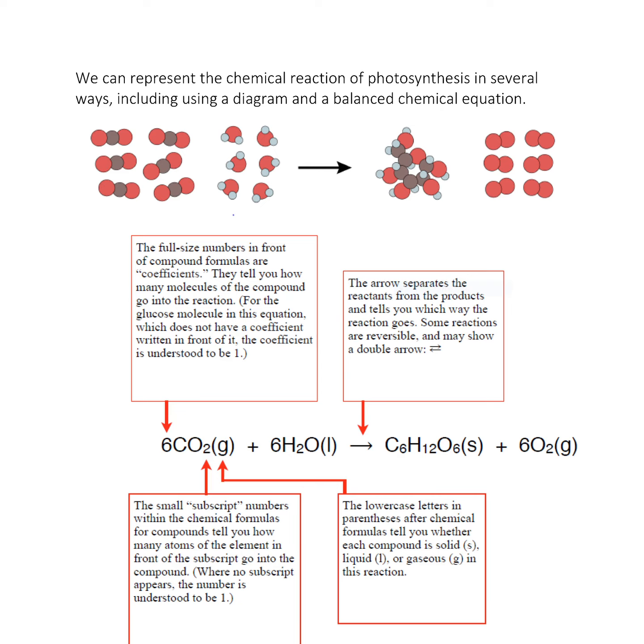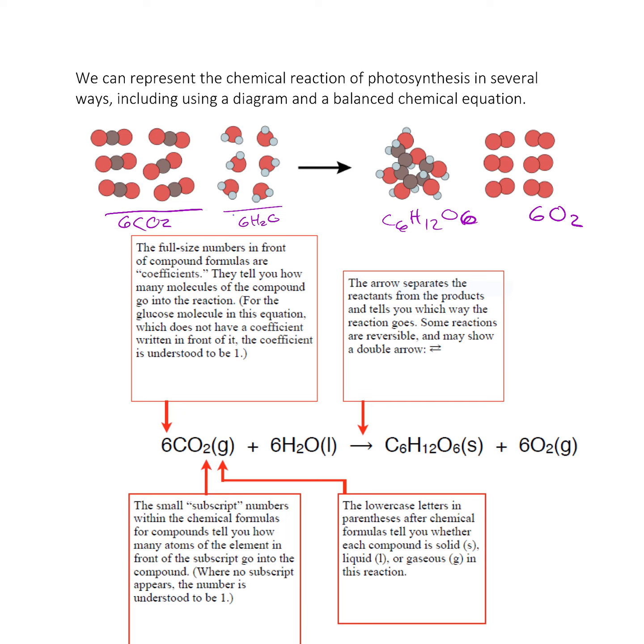Here's another schematic for how this might look. Here we have the 6 carbon dioxides. This is our CO2. We have the 6 waters, 6 H2Os. And we have the 1 sugar, C6H12O6. Sorry, I think I've got them out of order, don't I? Let me just move that. Okay, there we go. And we have the 6 oxygens.